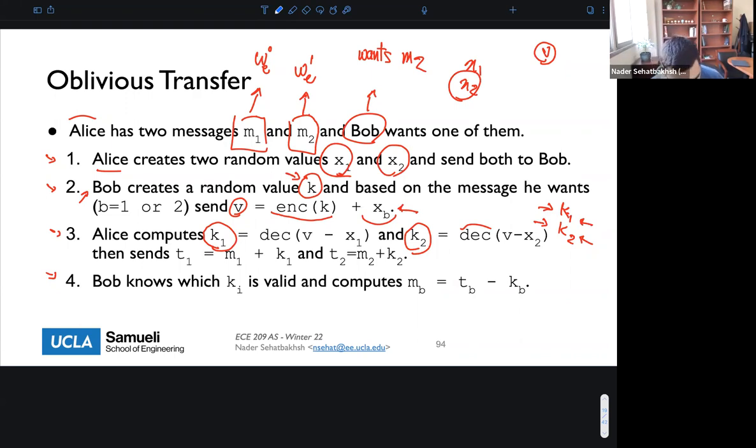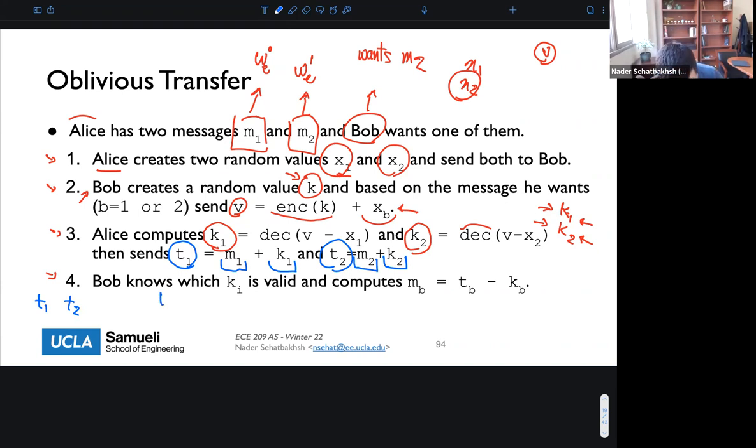Then Alice creates new variables called T1 and T2. The way T1 and T2 work is that she adds the message that she has to k1, and then adds the other message that she has to k2, and sends these 2 values to Bob, all right? So what Bob gets at this point is T1 and T2. But the key thing here is Bob cannot recover both M1 and M2. Why?